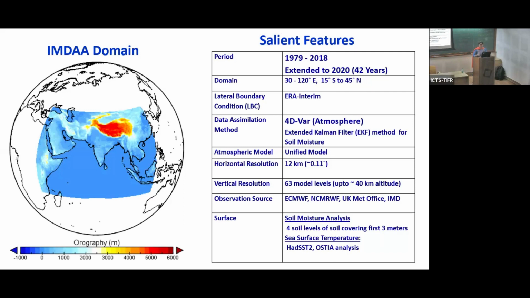So these are the salient features, this is the domain, and these are the basic features: the model we use, the lateral boundary condition, the assimilation technique, the model resolution and vertical levels, all those things. So in a nutshell, these are the salient features of IMDAA, and this is the domain you can see.